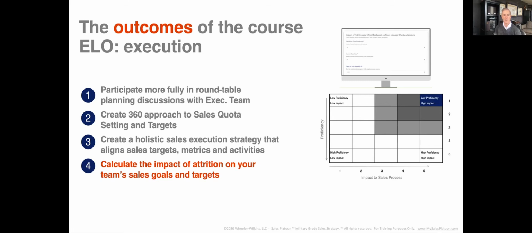And how do you create an effective sales team strategy? We're not going to take a deep dive today into territory planning or in the metrics that you're going to need to use, but we are going to take a deep dive into calculating the impact of attrition on your sales team's goals. We're going to spend probably 20 minutes doing that.